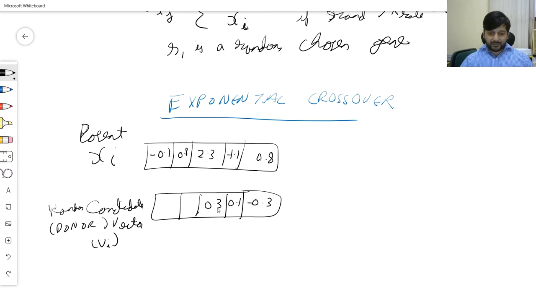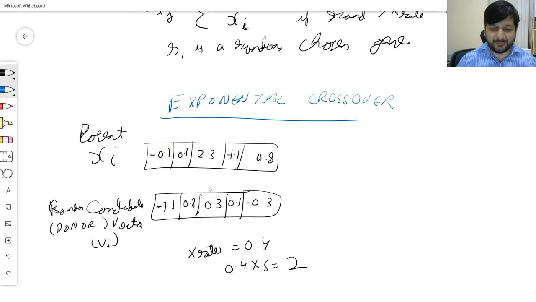Random numbers, whatever comes out from that step. So now what do I do? I do a 2-point crossover, making sure that the crossover rate times individual comes from this vector. So again, let the crossover rate be 0.4, which means 0.4 into 5, which means 2 genes should come from here. So I select the starting gene randomly, let's say this one, and then I copy 1 and 2 consecutively. So it's a 2-point crossover.